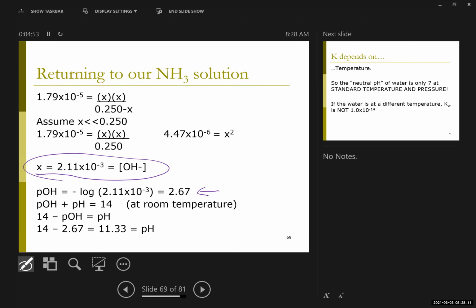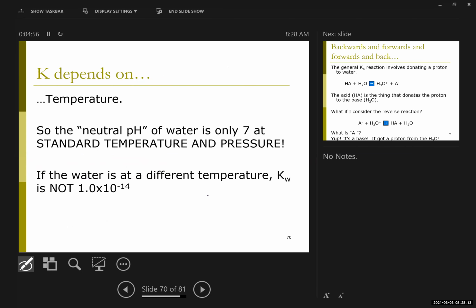It's worth mentioning, all K values depend on temperature. So technically speaking, that little algebraic expression is not some global truth. It's true at 298 Kelvin, standard temperature. And if you want another little, oh my gosh, I learned something new on Wednesday: the neutral pH for boiling water is not 7.